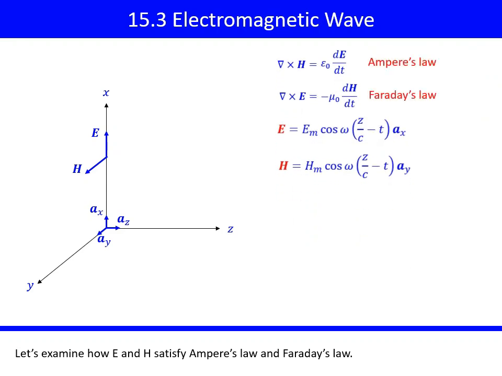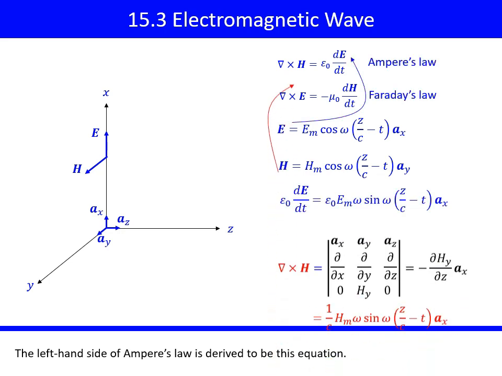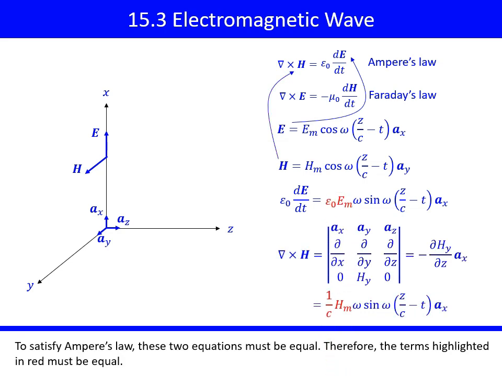Let's examine how E and H satisfy Ampere's law and Faraday's law. By substituting E into the right-hand side of Ampere's law, we obtain this equation. The left-hand side of Ampere's law is derived to be this equation. To satisfy Ampere's law, these two equations must be equal. Therefore, the terms highlighted in red must be equal.